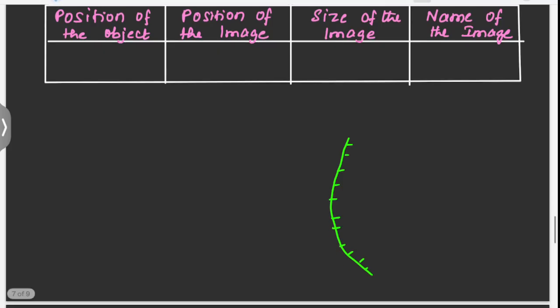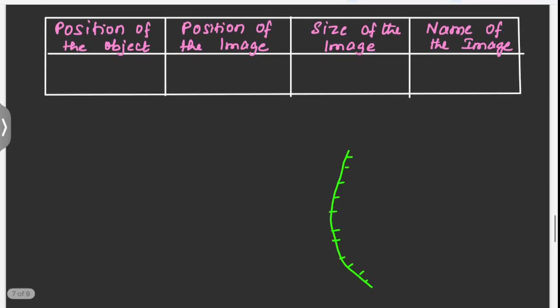So after drawing the convex mirror, we are also going to learn how to fill this table, which is very important. So after drawing the convex mirror, we are going to draw a straight line, which is called the principal axis. So principal axis we are going to draw like this. And now take this point as C. And exactly half of this you have to draw as F. This is called the principal focus.